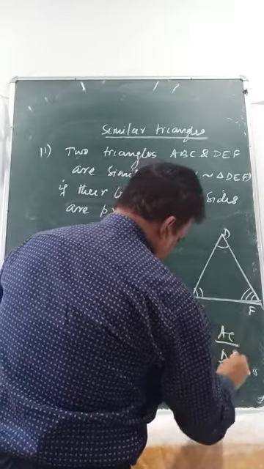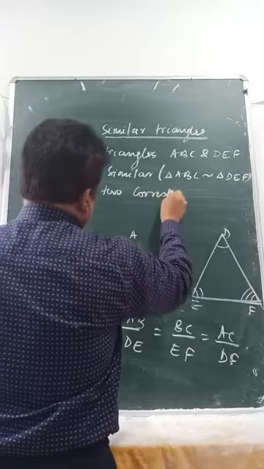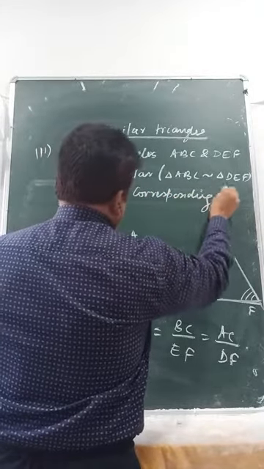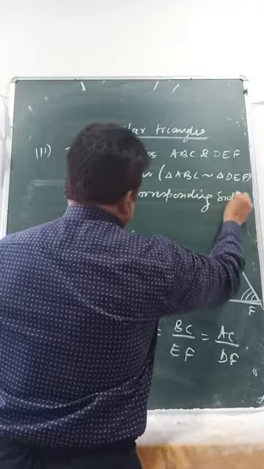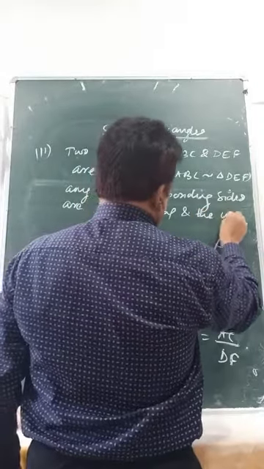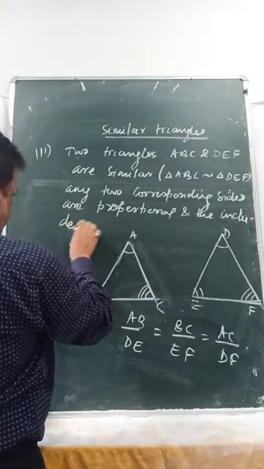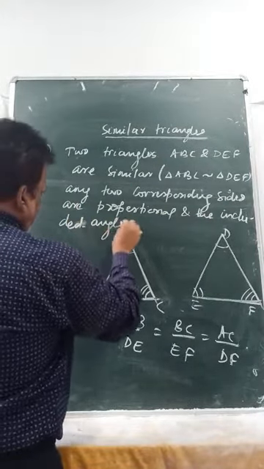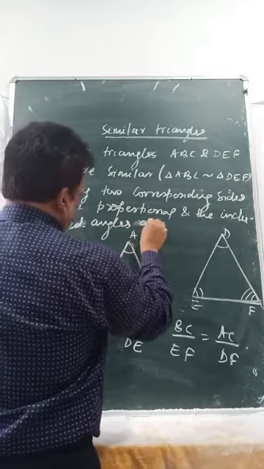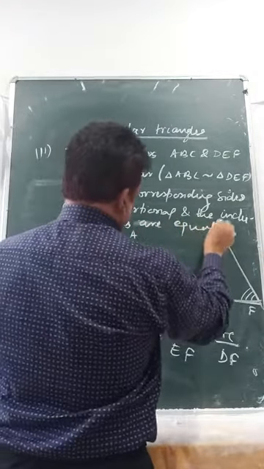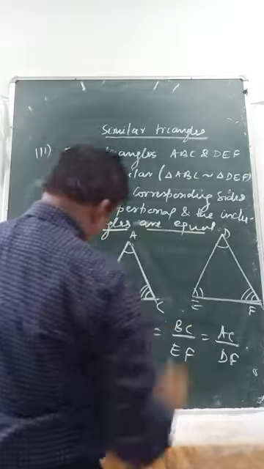Third criteria, you see, two triangles are similar if any two corresponding sides are proportional, not B, any two, and the included angles are equal. Try to understand this point.